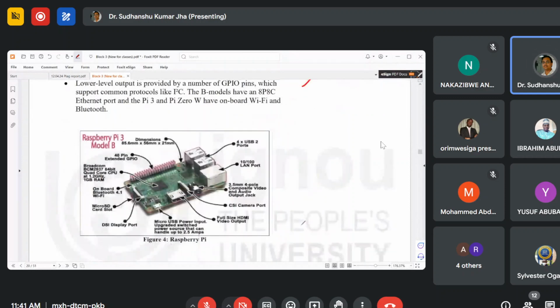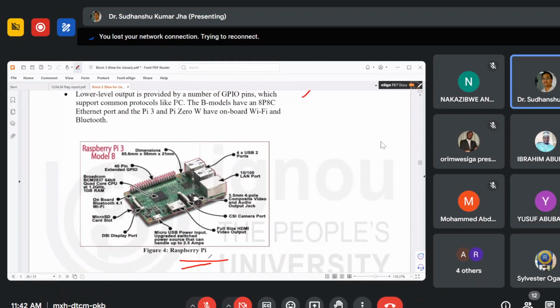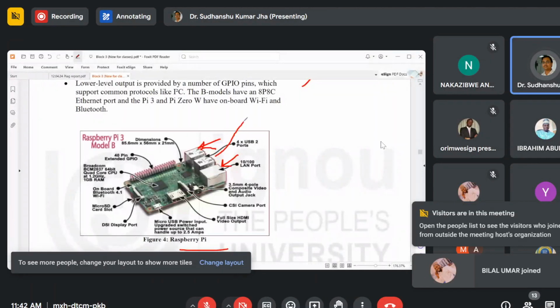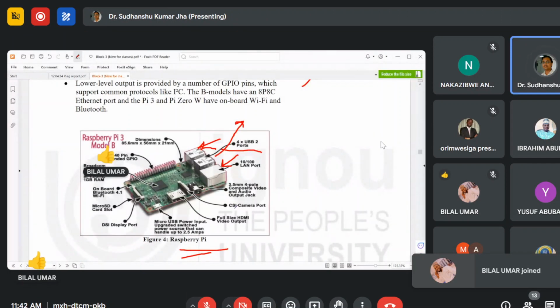So you can see here that this is the Raspberry Pi. There is a difference between Arduino and the Raspberry Pi. In the Arduino you have a breadboard and you need to connect the components there, whereas in the case of the Raspberry Pi, the component is directly connected. This is your USB port, so you may connect with the monitor and the keyboard, and your computer is now ready to work.